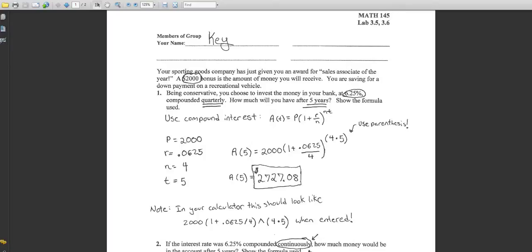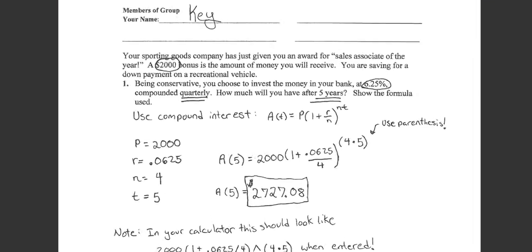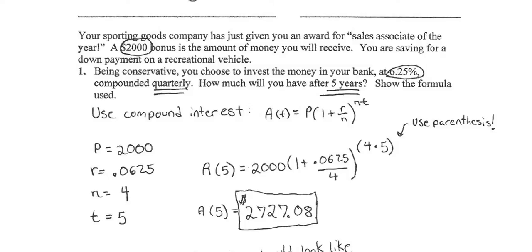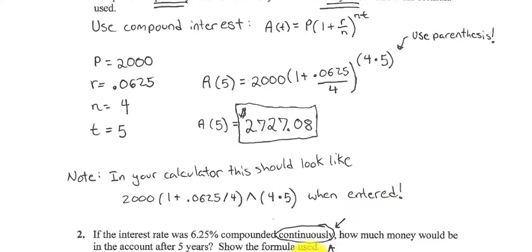Hello, class. This is the video solutions for Lab 3536, where we deal with compound interest and then also interest that's continuously compounded. I just want to highlight something. This formula for compound interest will be provided to you on your exam. So the last page of your exam will have this formula, so you do not need to memorize this. And this formula will also be provided with you. And I just want to make sure you understand.